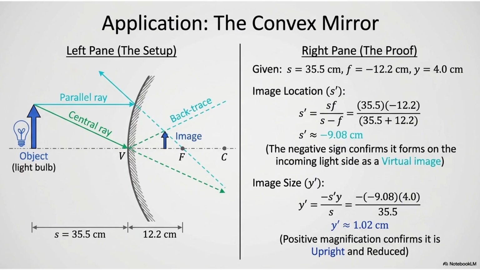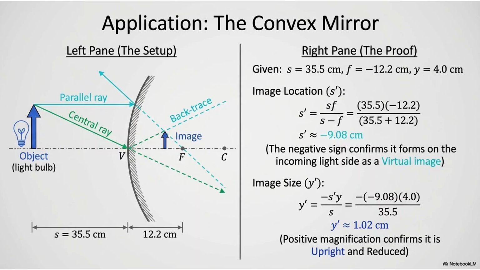Next up is slide 4. Applications. Right. Slide 4 and 5 are all about mirrors in action. On slide 4, we're analyzing a convex mirror with a little light bulb acting as the object. And this is where that universal blueprint equation comes into play. Exactly. The math here gives us an object distance, s, of 35.5 centimeters. The focal length is negative 12.2 centimeters, and the height is 4.0 centimeters. And when you crunch those numbers, the resulting image distance, s prime, ends up being negative 9.08 centimeters.